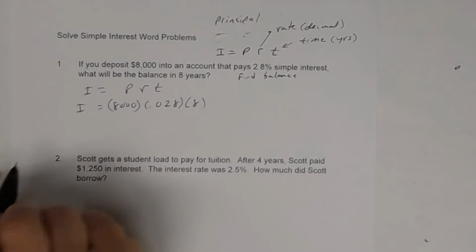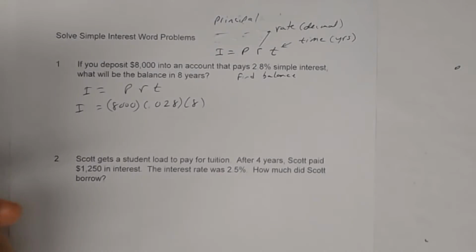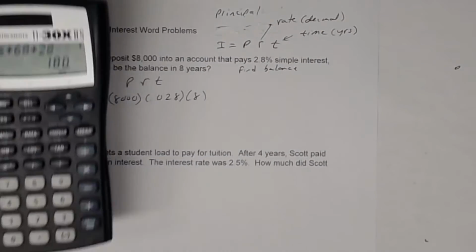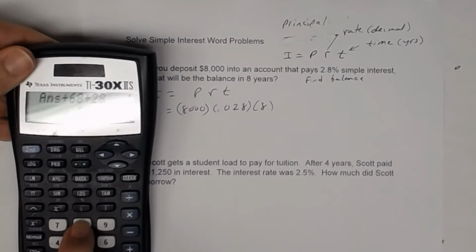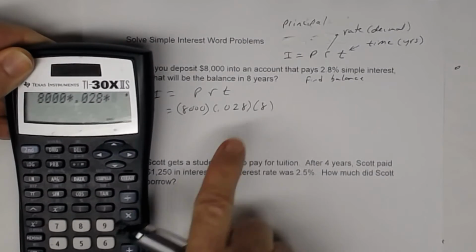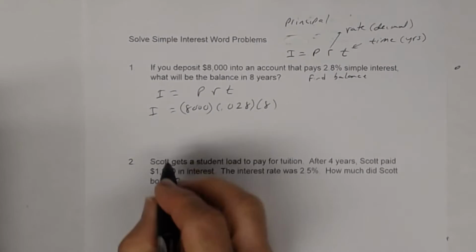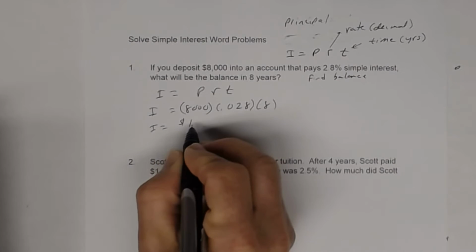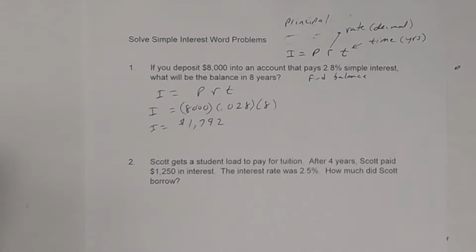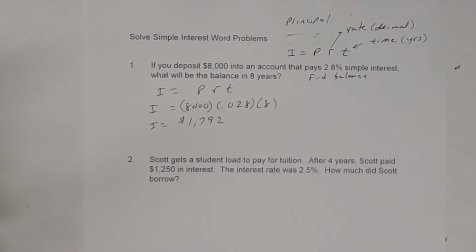And that's going to be the interest. So when I multiply this out, use your calculator. 8,000 times 0.028 times 8 equals 1,792. So the interest is $1,792. At the end of 8 years, if I don't take anything out or put anything in, this is what I've earned. Simple interest formula.